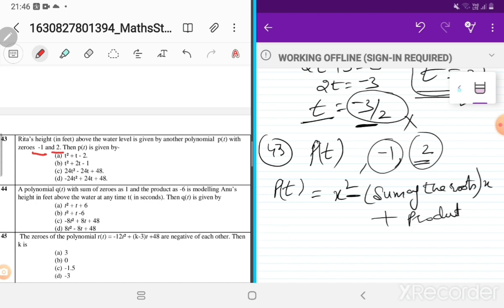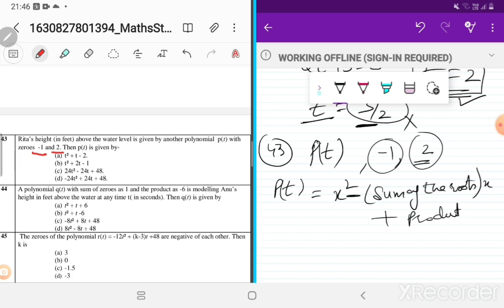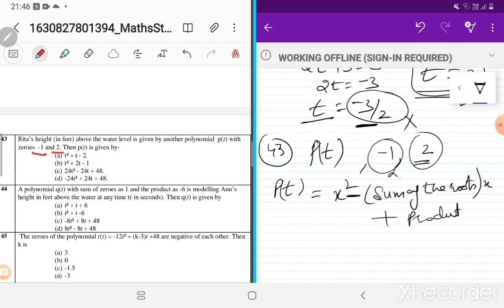What is the sum of the roots? If your roots are given, let them be alpha and beta. So alpha plus beta is what? We'll add it: minus 1 plus 2, that is 1. And what is the product of the roots? Alpha into beta. If one root is alpha and the other is beta, then the product of the roots, alpha into beta, is minus 1 into 2, that is minus 2.